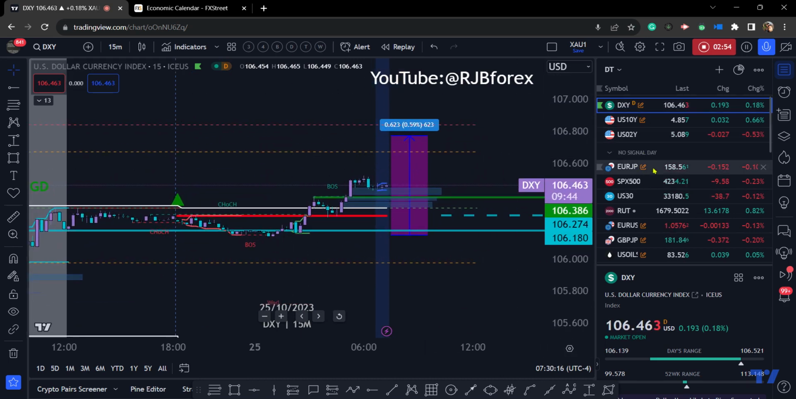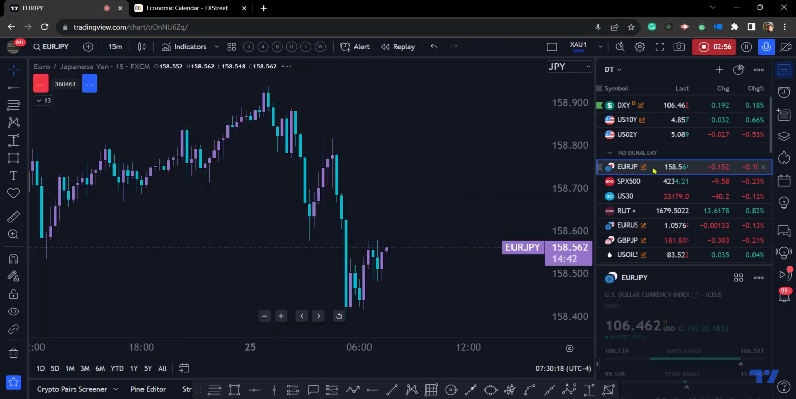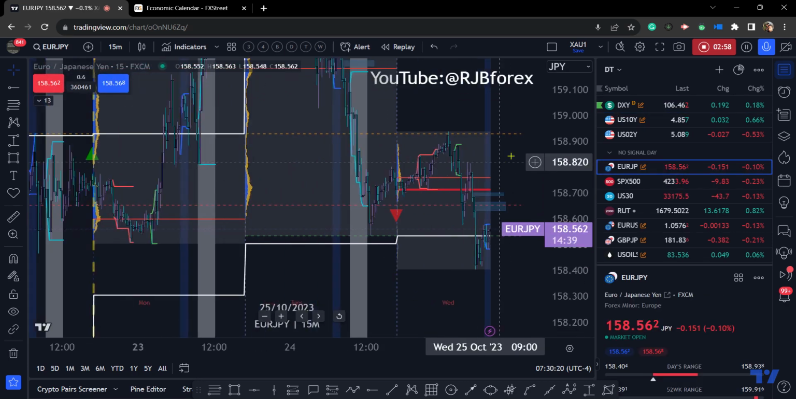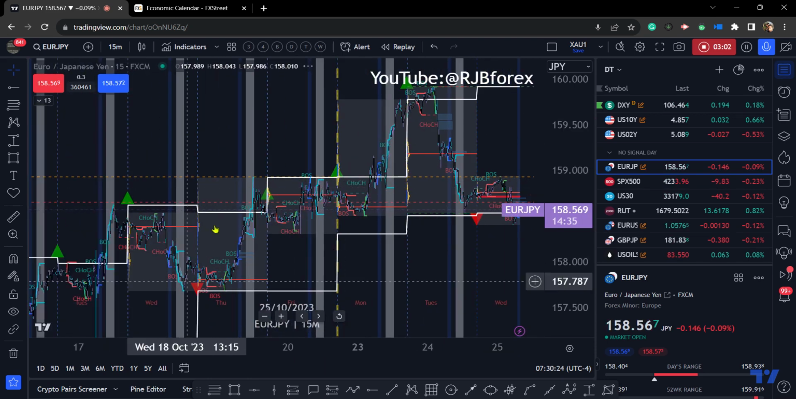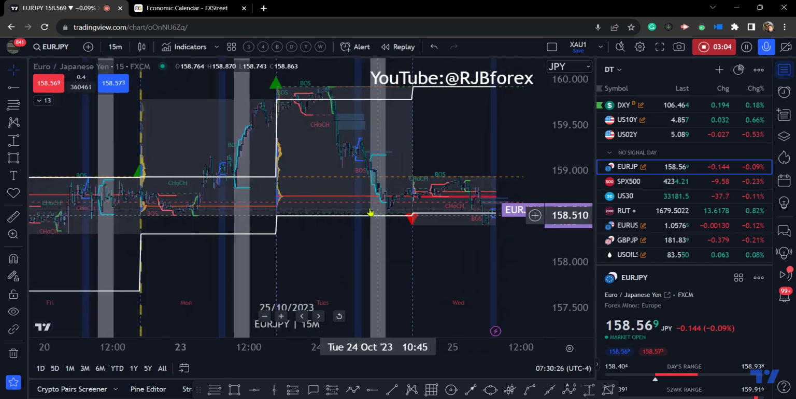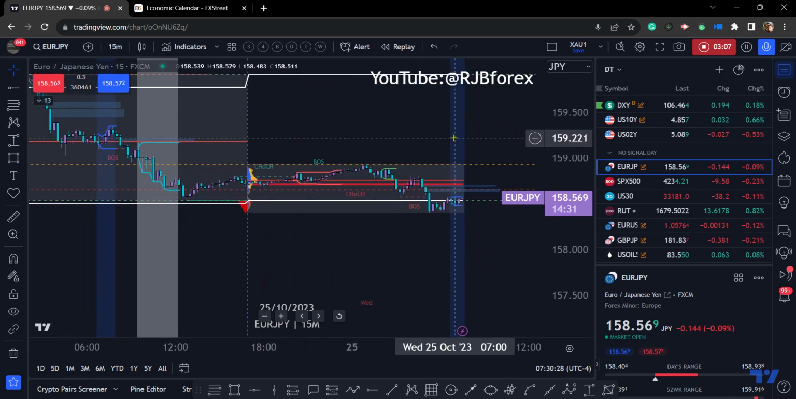Right, and now I'm looking into the crosses and all the rest of it. So Euro Yen, I'm looking specifically for green. First red days, first green days. So pump, pump, pump, pump, pump. So this is a first red day opportunity.